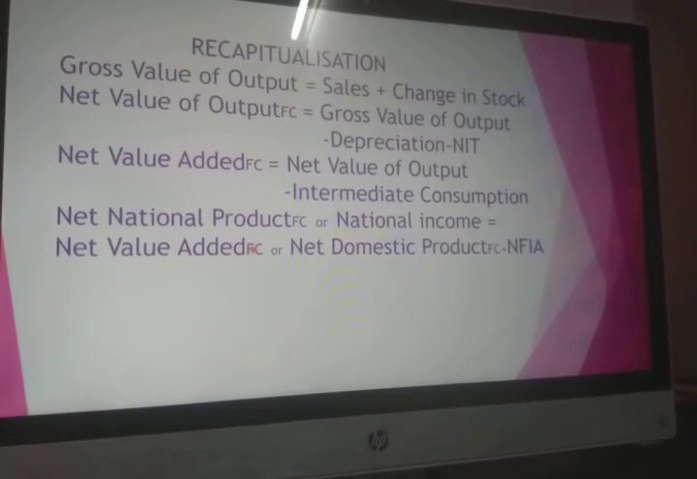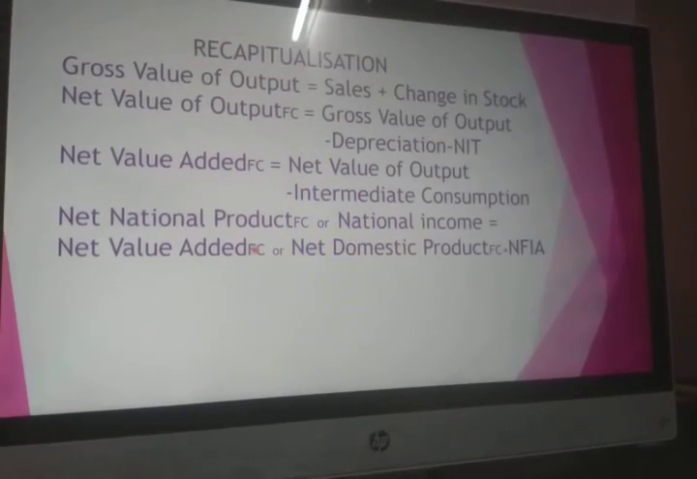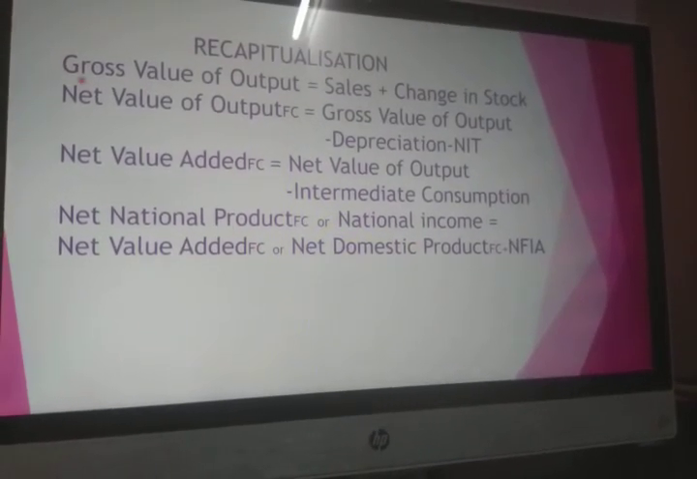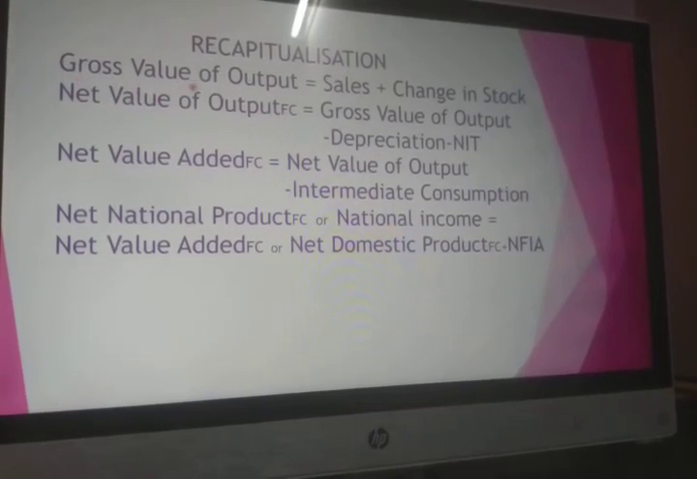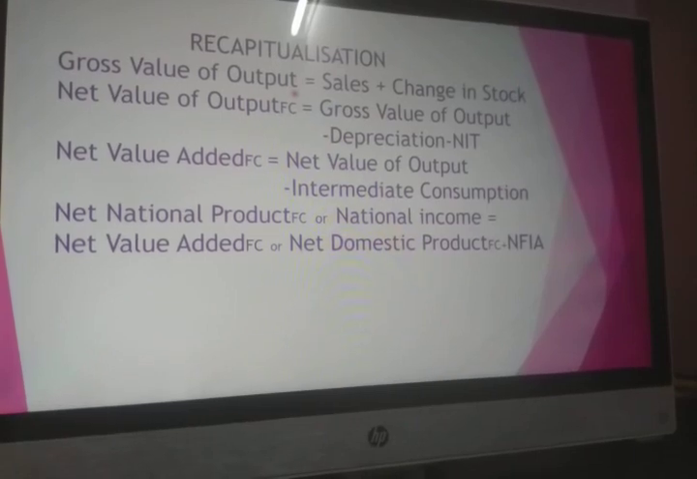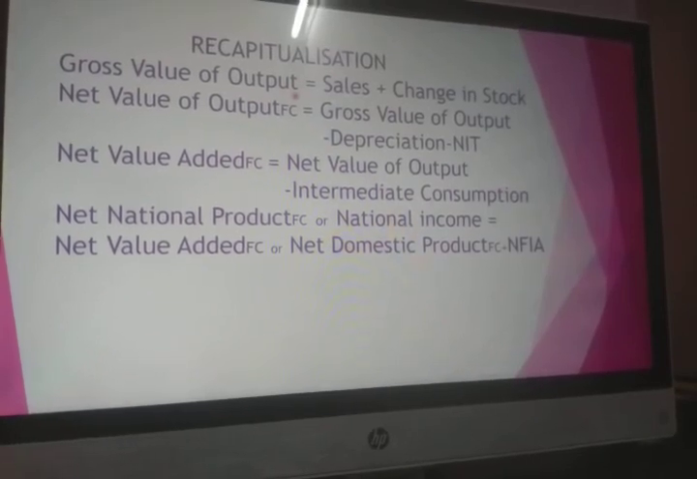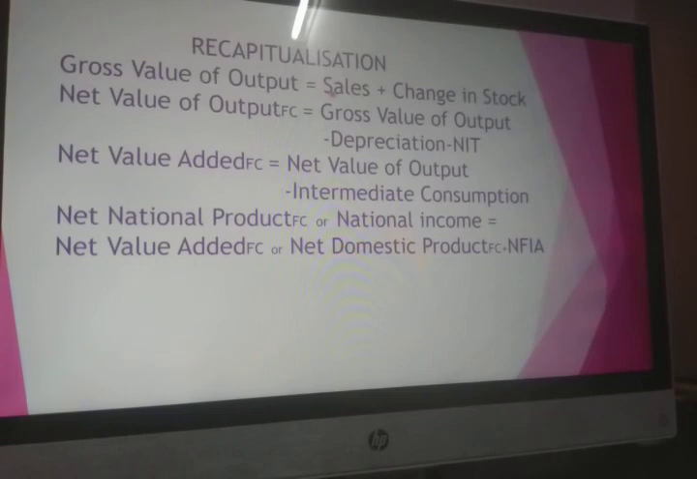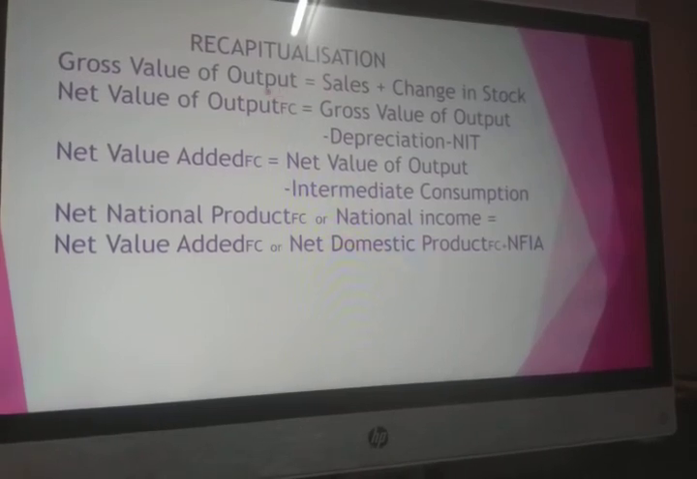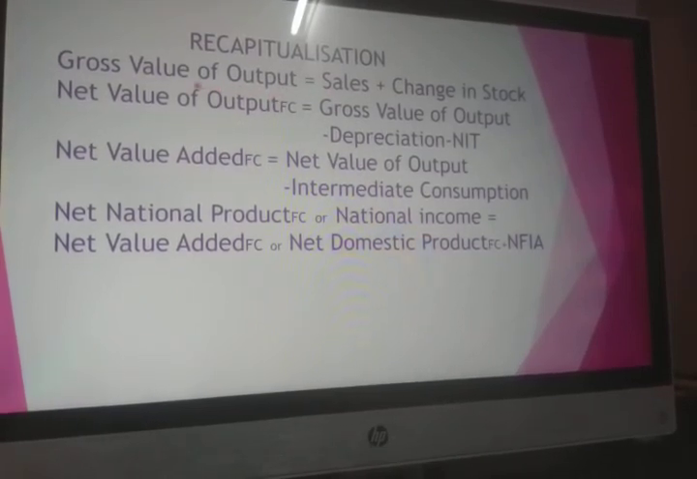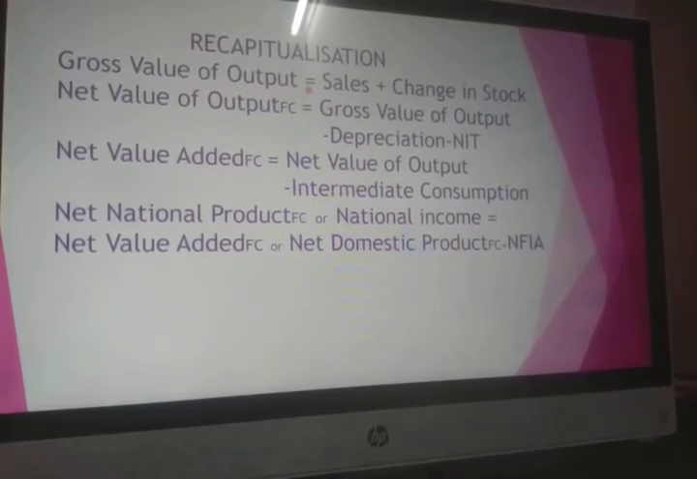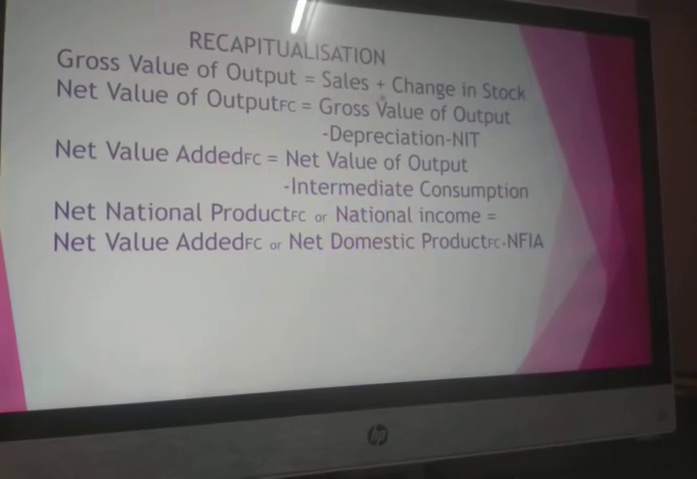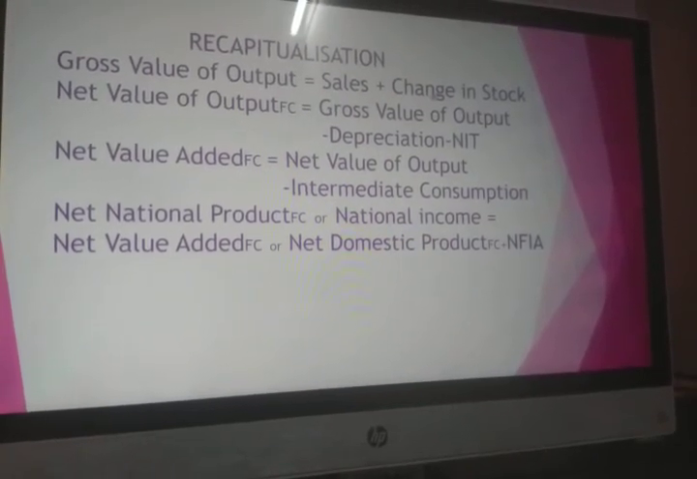Now let us recapitulate this method again with the formula. First of all, we will be calculating gross value of output to find out the national income by product method, and gross value of output is the total value of goods and services produced inside the domestic territory in an accounting year. And how can we calculate it? By adding sales plus change in stock. Change in stock is closing minus opening stock.